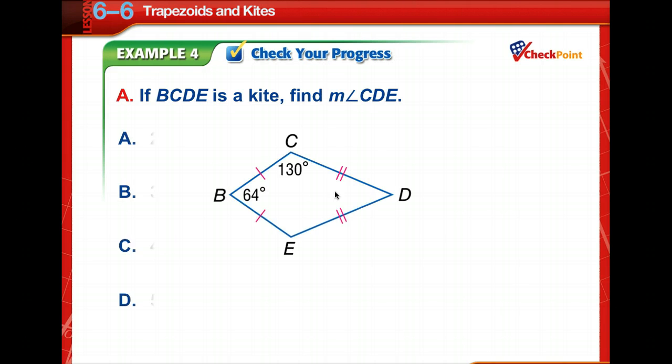Okay, time for you to check your progress. This is the first of a couple. Remember that the angle that's between the two non-congruent sides, there's 2 of them. Okay, so pause for a moment, then come back and select your answer.